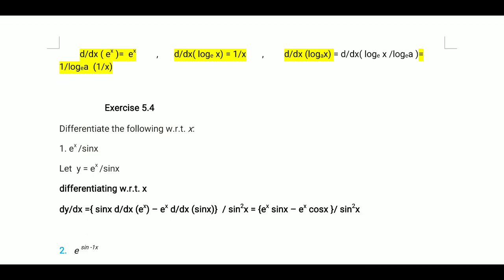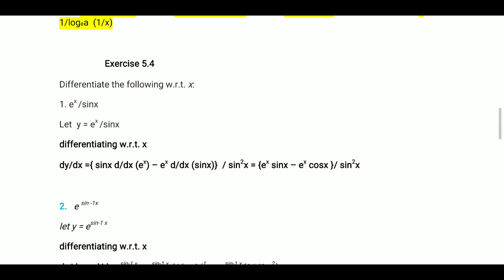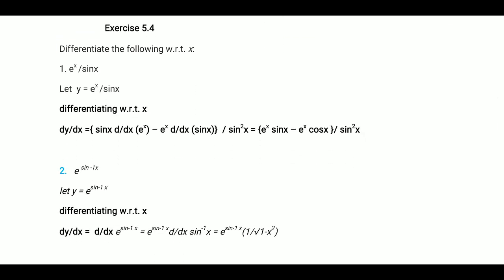These are some results. Now exercise 5.4, differentiate the following with respect to x. e power x upon sin x. Here the function is in division form, which is also called quotient form. So we will apply the quotient rule of differentiation.